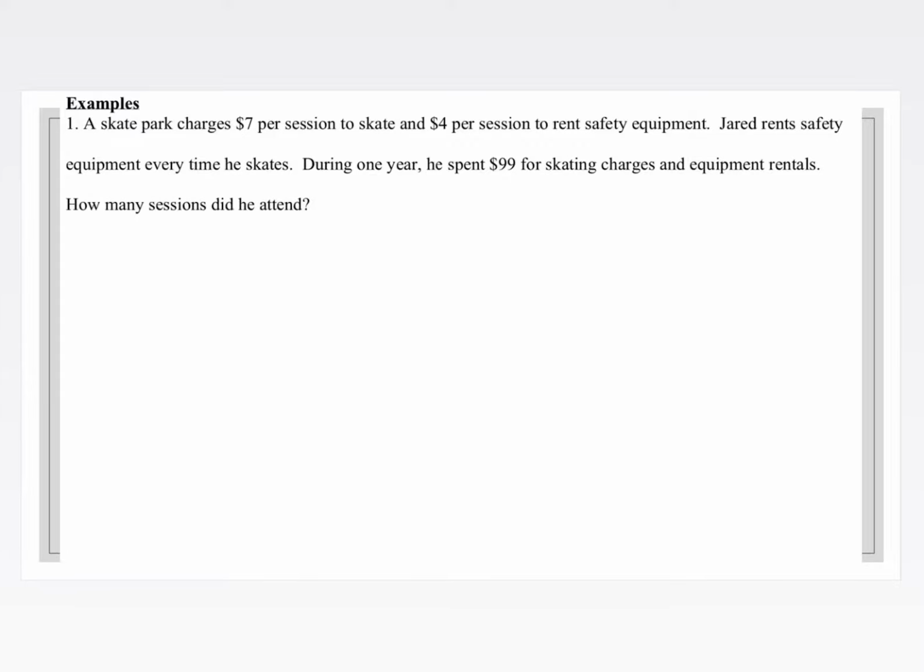So we're going to start off by using CUBES. I'm going to start by circling the numbers. And when I circle the numbers, I'm going to also circle any context that's associated with it. So for example, $7 per session and $4 per session. We also know that he spent $99, and this 99 is referring to the total.